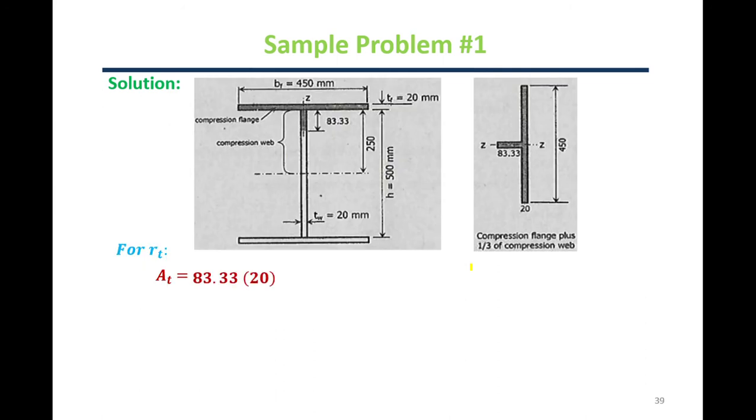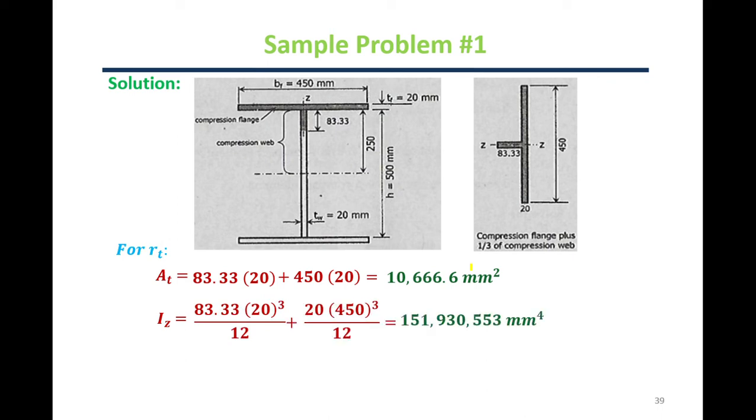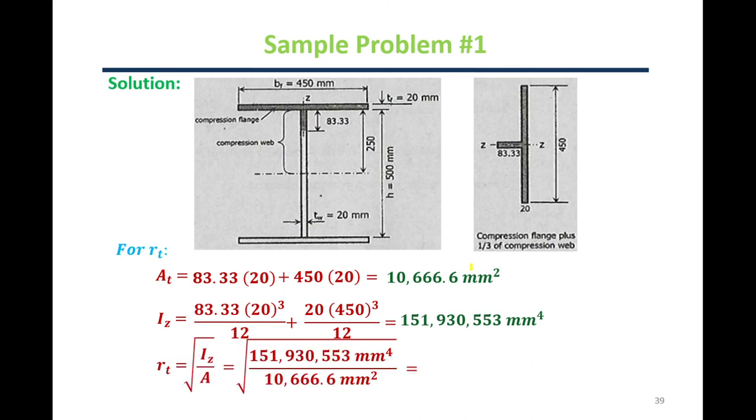So sorry for the area thickness. Ayan. So we have here 10,666.6 for IZ. We have here 151.52 times 10 to the 8th power millimeter to the 4th power. For the RT, square root of IZ over A. So we have here the value of RT is 119.35. So yun yung nakuha natin.